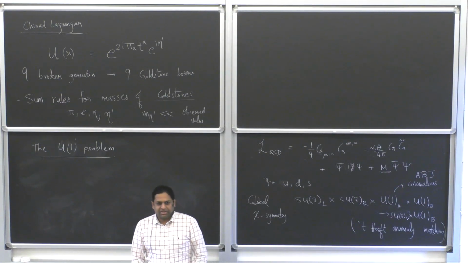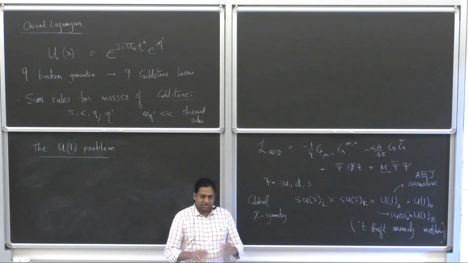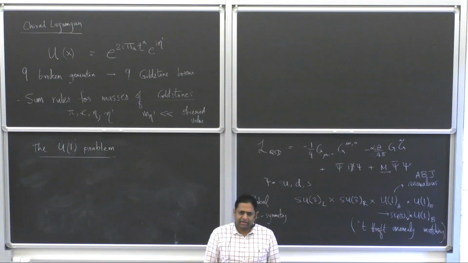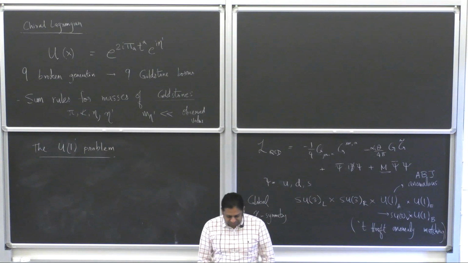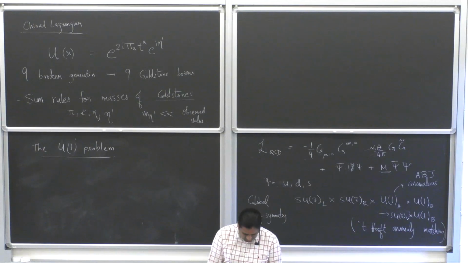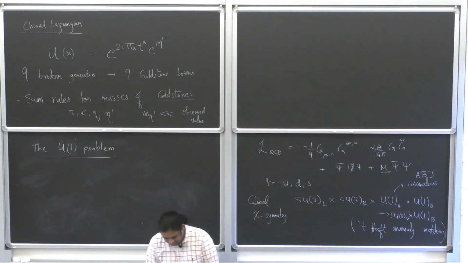But I don't know what the status is of how reliable an estimate is, what is the current state of the art for lattice predictions for the eta prime mass. If somebody knows or finds out, please do let me know.